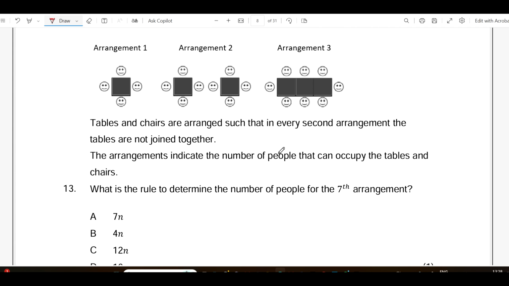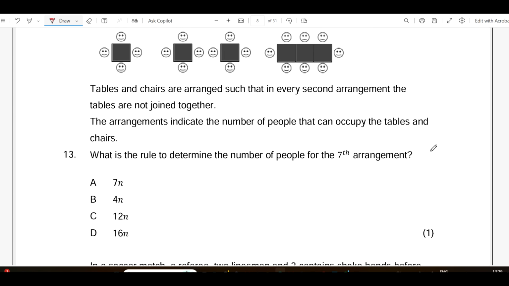So let's proceed to the next question, number 12. Arrangement 1, arrangement 2, and arrangement 3. Tables and chairs are arranged so that in every second arrangement, the tables are joined together. The arrangements indicate the number of people that can occupy the tables and the chairs. What is the rule to determine the number of people for the seventh arrangement? Guys, the only way you can simply get this is by using a table rule.